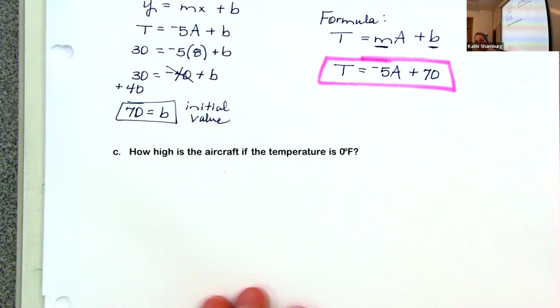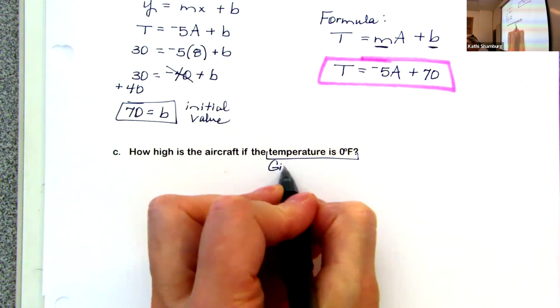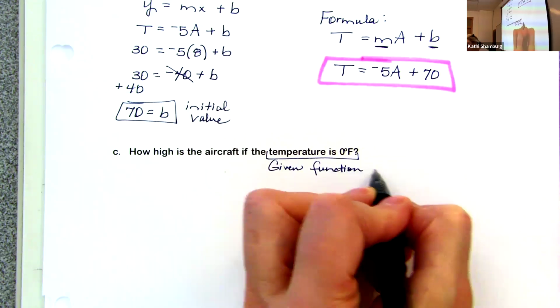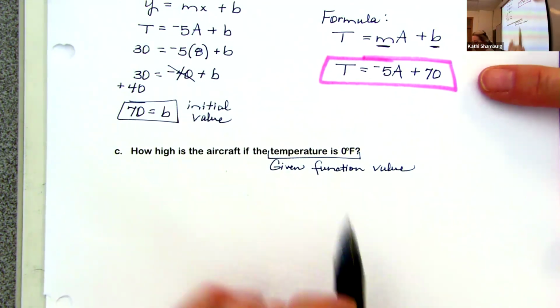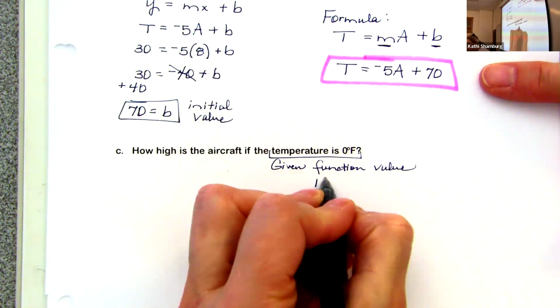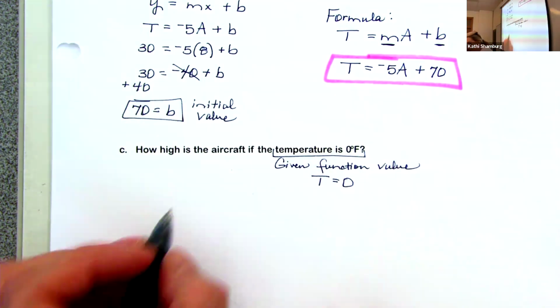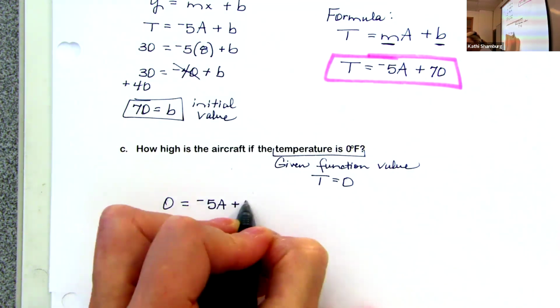How high is the aircraft if the temperature is 0 degrees Fahrenheit? What was I given? This is where you need to be careful. You're given the function value, so you will not do T at 0 degrees. That's not what it's asking. Temperature T is 0, so you put the 0 in place of the T. So it'll be 0 equals negative 5A plus 70.